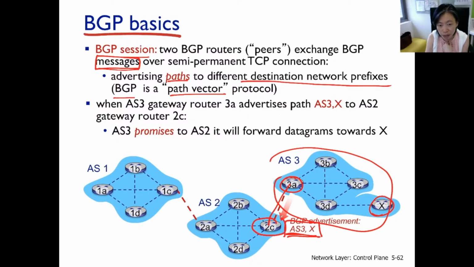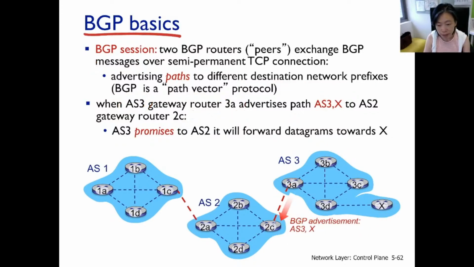So 2C here will receive the AS path, AS3, comma, X. So AS3's gateway router 3A will advertise the path to AS2's gateway router 2C. So when AS3 does this, it's also saying that AS3 promises AS2 to relay packets on behalf of AS2 so that it can reach destination X.